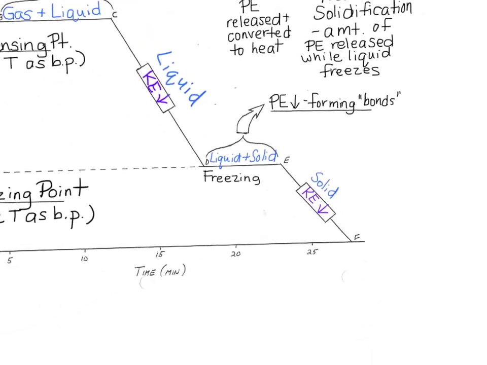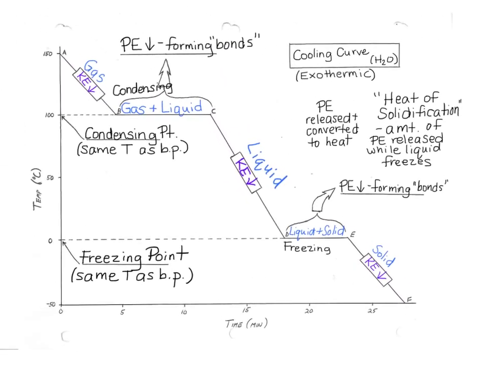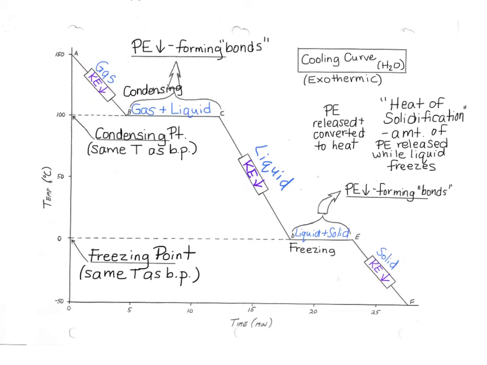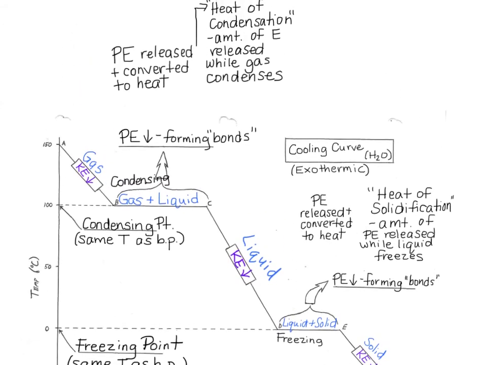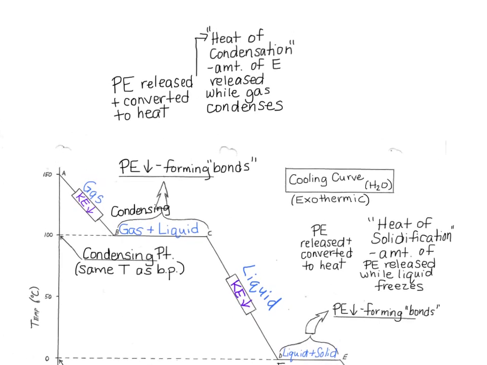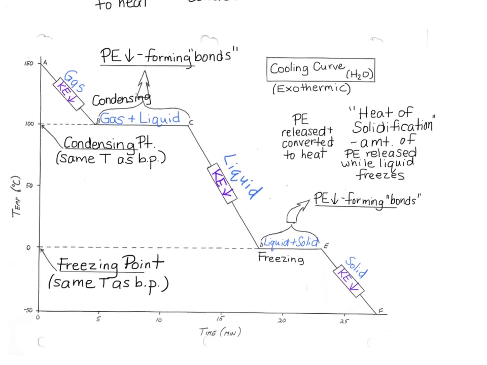So if we recap the whole process, this is a cooling curve. You start with the gas phase, you cool it down, decrease its kinetic energy until you hit the condensation point. That's 100 degrees for water. Between point B and point C, we have both phases existing together because condensation is taking place. As condensation takes place, potential energy decreases. It's released and converted to heat. The amount of energy released is called the heat of condensation.